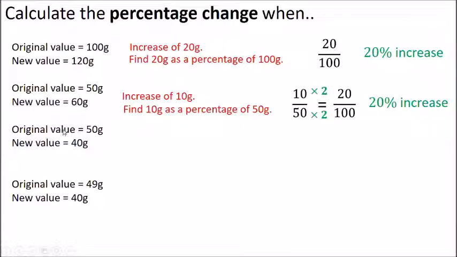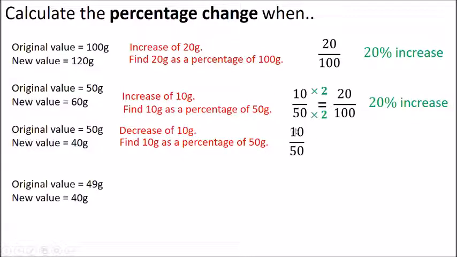Okay, so next question. So we start off with 50 grams, we end up with 40 grams. Well, what's changed? Well, in this question, it's got smaller. This quantity has decreased by 10 grams. So really, we're finding 10 grams as a percentage of 50 grams. So this next part of my calculation is going to be the same as question 2. So 10 out of 50, let's make it out of 100. So that means it's 20 per 100, so it's 20%, and it's a 20% decrease in this question.